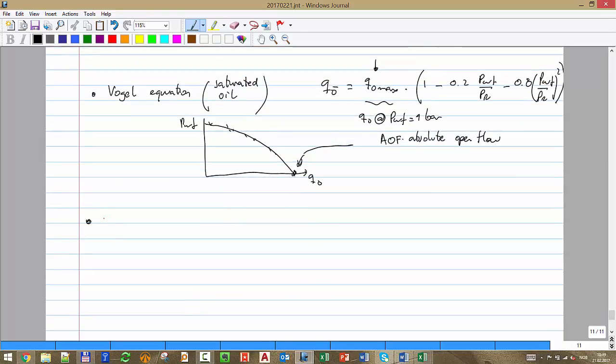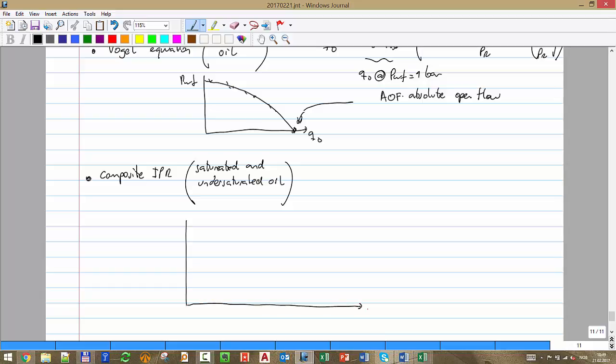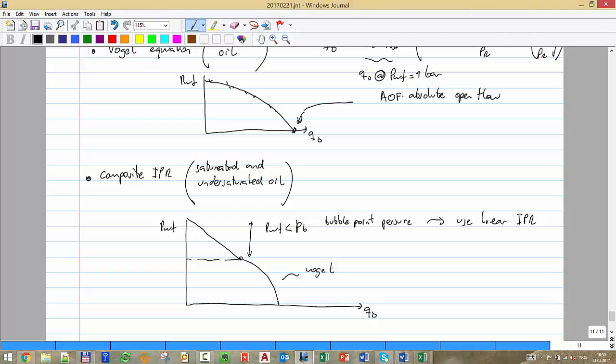And then another equation that we use is the composite IPR, and that's for reservoirs that are saturated and undersaturated oil. And that works in the following way. Q oil as a function of PWF, for example. If PWF is above the bubble point pressure, you use the linear IPR. Then if it's lower than that pressure, you use Vogel, for pressure values below that. So that's for undersaturated reservoirs, when you can have production above and below the bubble point.